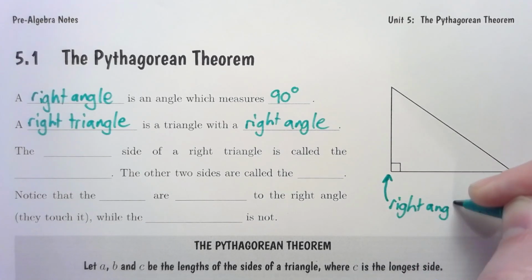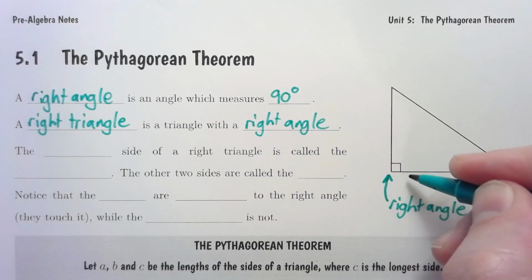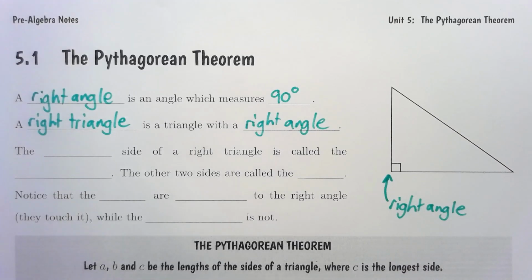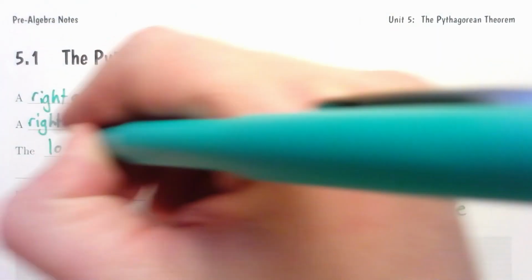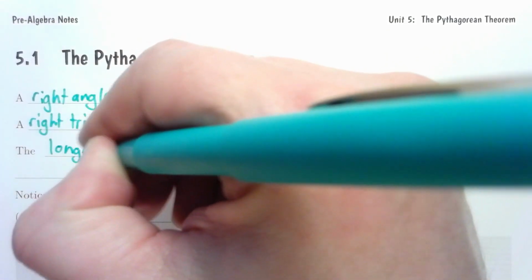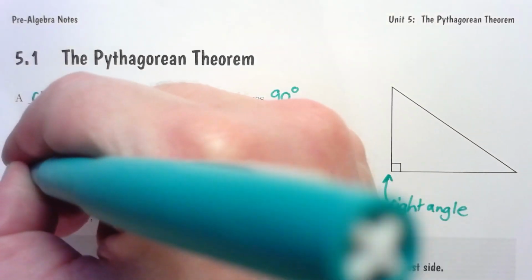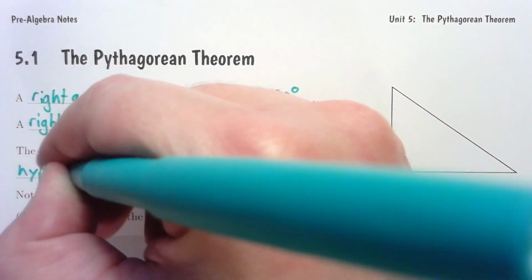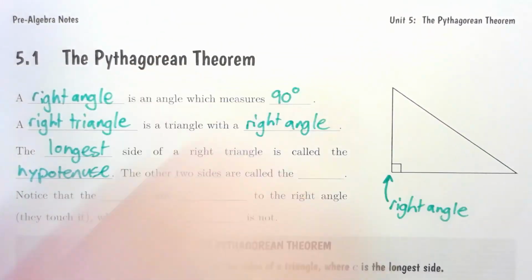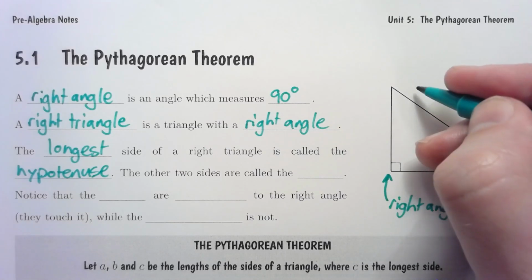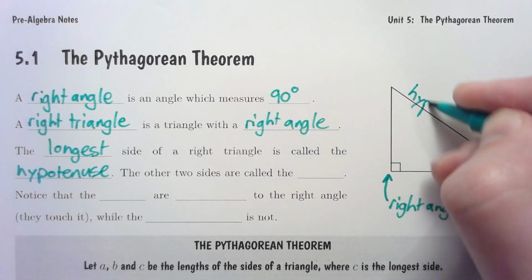And you may be able to recall that this little square symbol in the corner of an angle means it's a right angle. Now, the longest side of a right triangle has a particular name, and that is the hypotenuse. So in this case, the hypotenuse is this side here. This is our longest side. So I'm going to label that as hypotenuse.